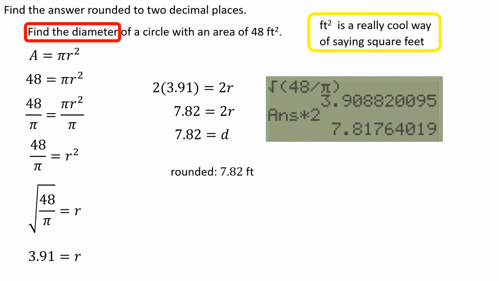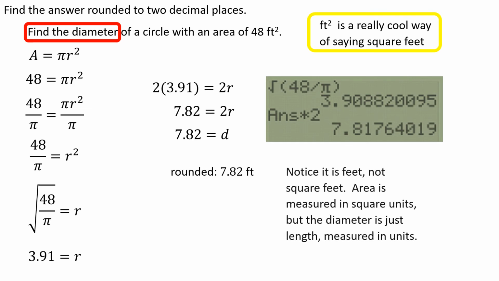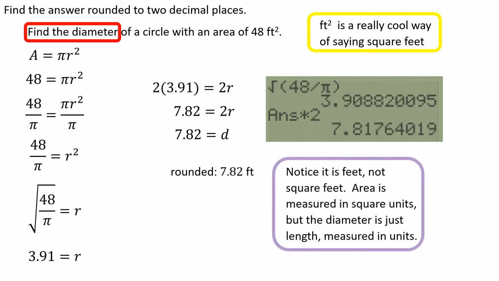And notice the diameter is in feet, right? Not square feet. Area would be square feet. But the diameter, that's just a length, so that's just plain feet, right? It's linear units, not square units.